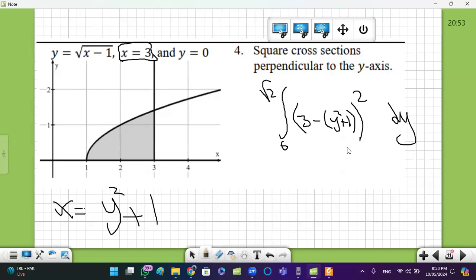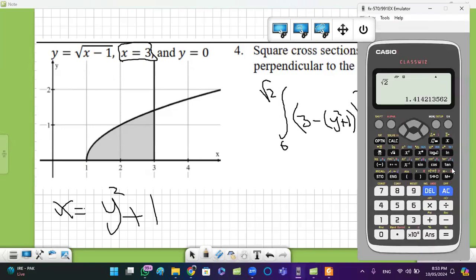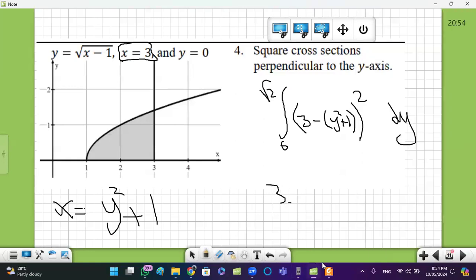All power 2 with the calculator. See here, I'm going to do it with the calculator. 3 minus bracket x square plus 1, below the bracket power 2, from 0 to square root of 2. I have syntax error. Where is the syntax? Okay. Will be 3 point blah blah blah.